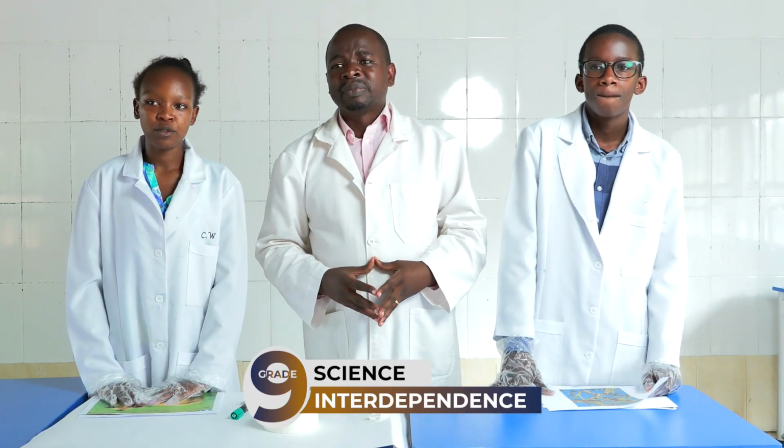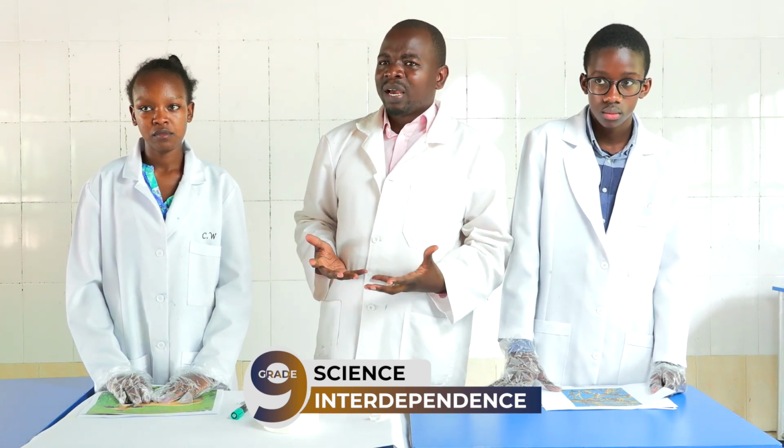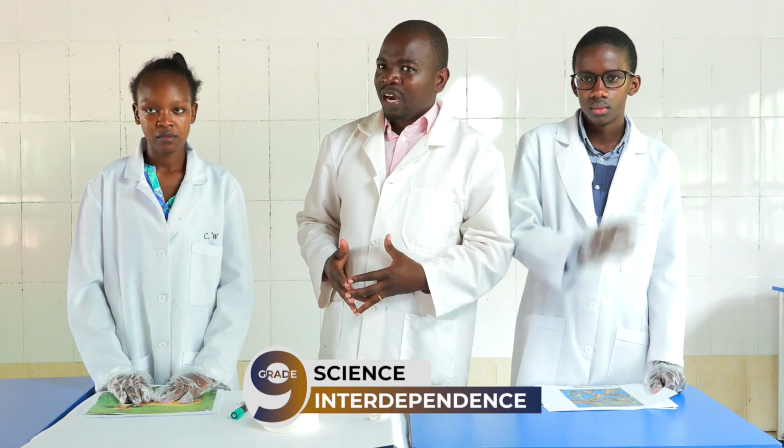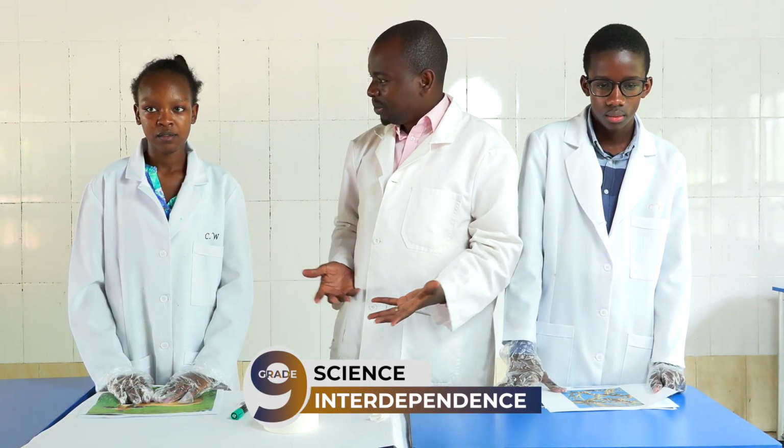Commensalism. What is commensalism? In this, one organism benefits while the other does not gain or lose. So we have one organism that benefits. This is the commensal, okay? While the other one does not benefit. For example? A bird and a cow.